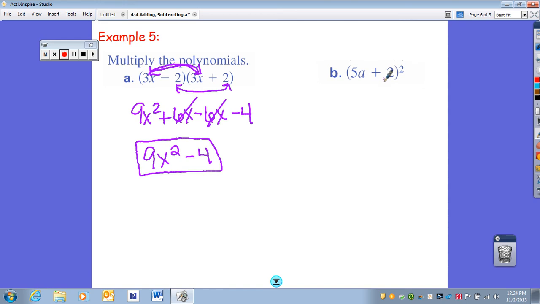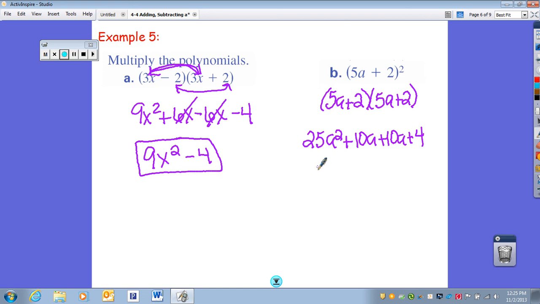In the next example, when we have 5a plus 2 squared, the biggest mistake people make is simply to bring the exponent inside and to only square these two terms. But when we are squaring this binomial, we need to remember that this actually means the binomial times itself. And so there are more terms than just 2. So when we FOIL this, we have 25a squared plus 10a plus 10a plus 4. So when we combine like terms and our final answer is written in standard form, we have 25a squared plus 20a plus 4. And that is called a perfect square trinomial.